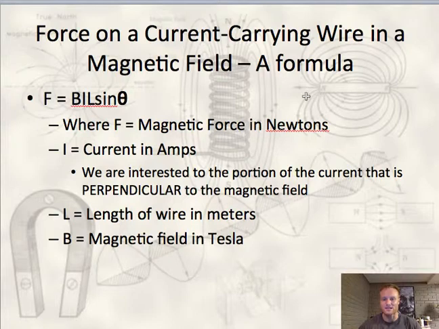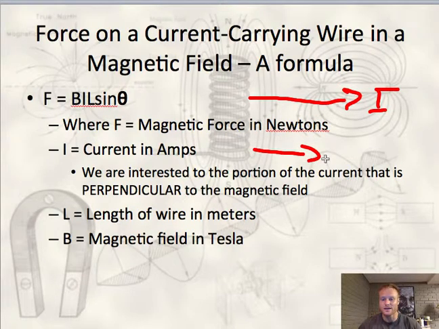So what that means basically is if I have a wire that's going in this direction with a current from left to right, and let's say the magnetic field is also this direction, you will say that these two lines are parallel to each other, right? Is any portion of the current perpendicular to the magnetic field? Think about that for a second. Is any portion of this current perpendicular to the magnetic field? And you probably would say no.